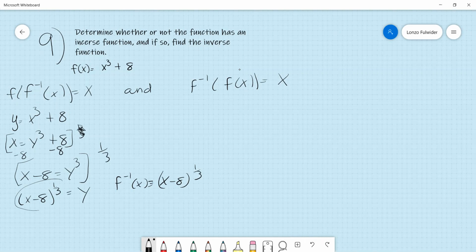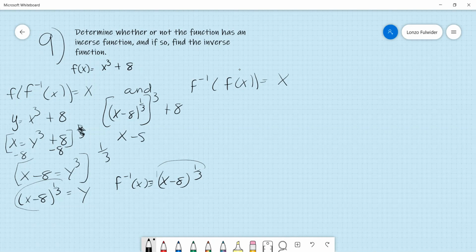So let's put it in this equation. You're going to put f inverse, which is (x minus 8) to the 1/3, into the function x cubed plus 8. Wherever you see an x, put this in. So it's going to be (x minus 8 to the 1/3), raised to the 3rd power, plus 8. Now remember the rule for whenever you're raising a power to a power: you multiply the exponents. So what is 1/3 times 3? It's just 1, right? They just cancel.